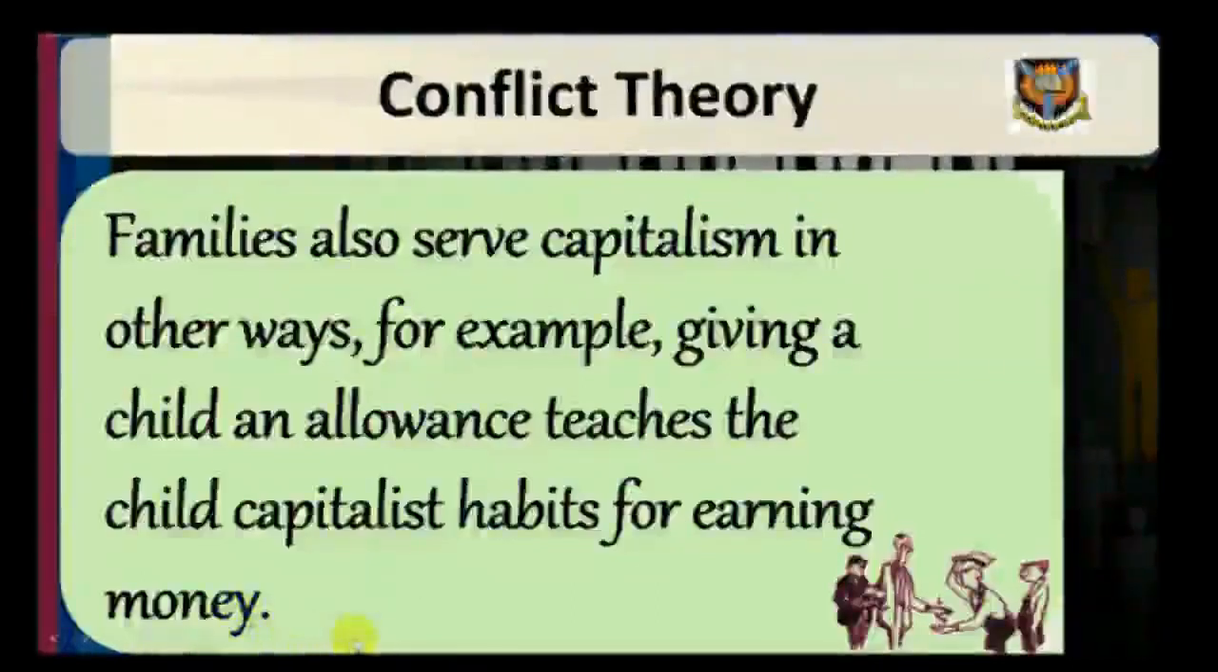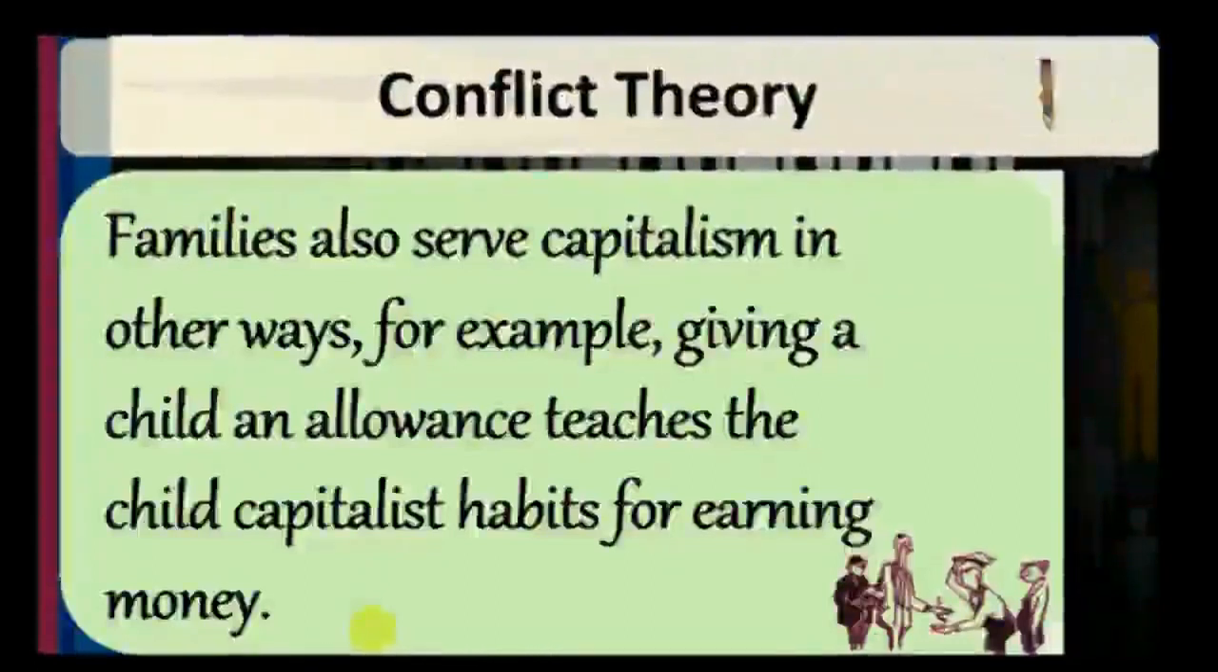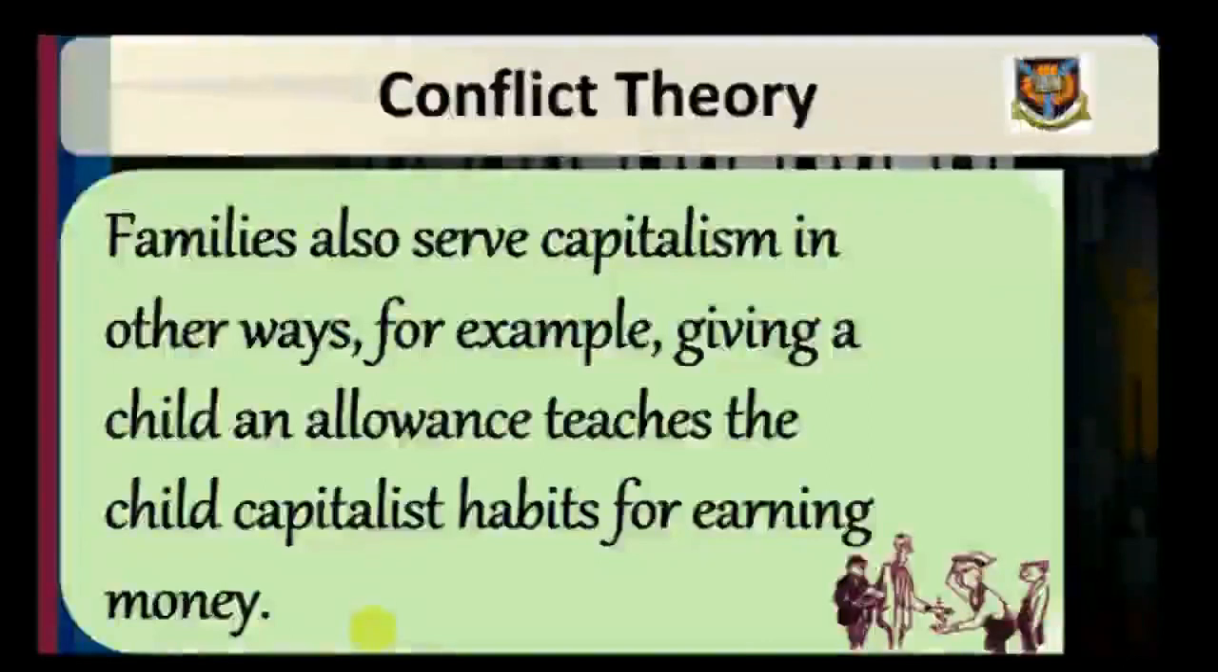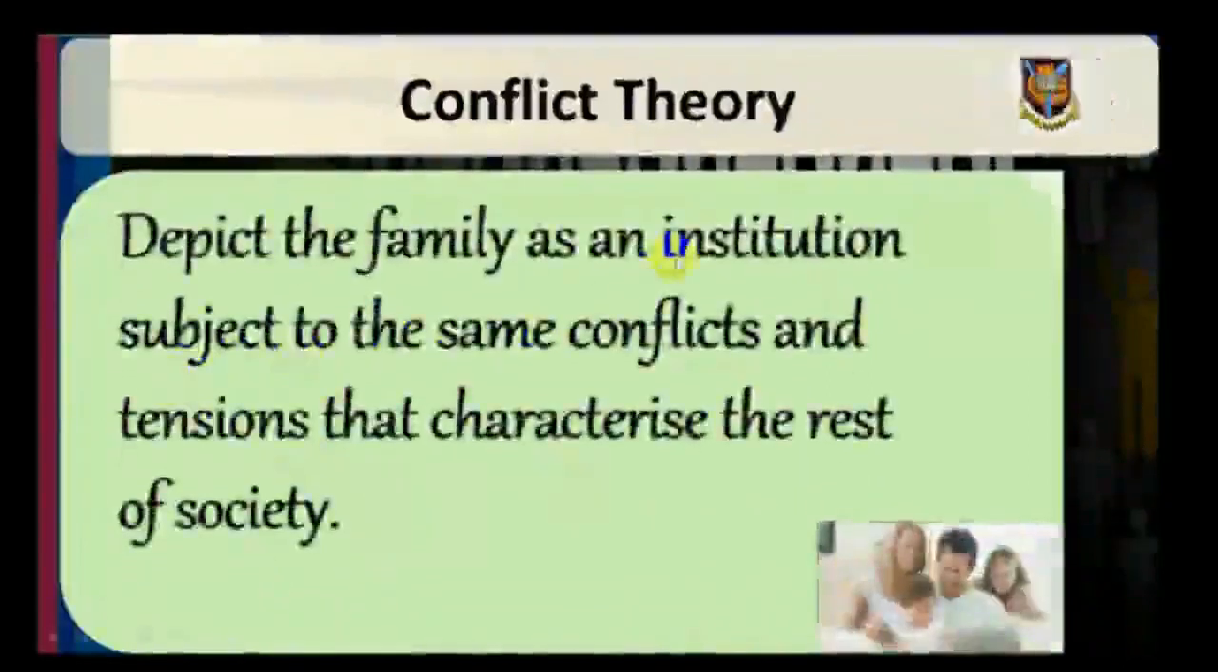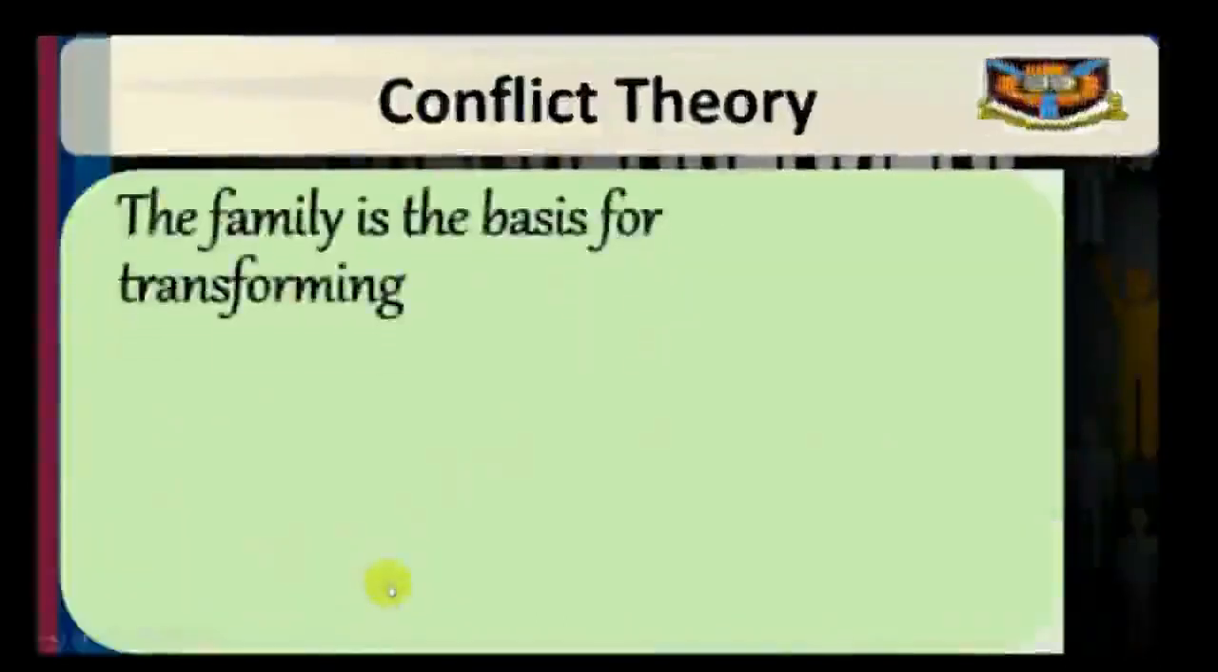In comparing the functionalist theory with the conflict theory, one must note that the functionalist theory conceptualizes the family as an integrative institution. It has the function of maintaining social stability. On the other hand, conflict theorists depict the family as an institution subject to the same conflicts and tensions that characterize the rest of society. Families are not isolated from the problems facing society as a whole.